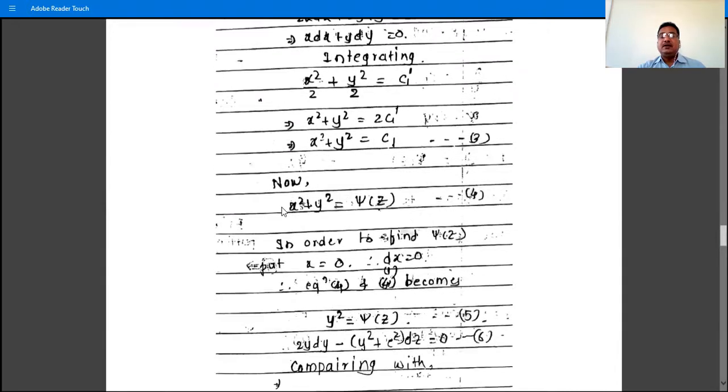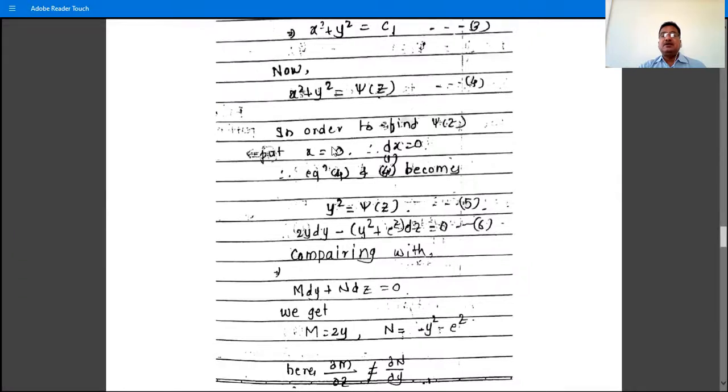And therefore we write x square plus y square is equal to psi z as equation number 4. By replacing this c1, we write it as psi z. Now we have to find the value of psi z. So in order to find psi z, substitute x as a constant, x as 0. In the previous example, x was 1. Now here we substitute x as 0, and therefore dx is 0.